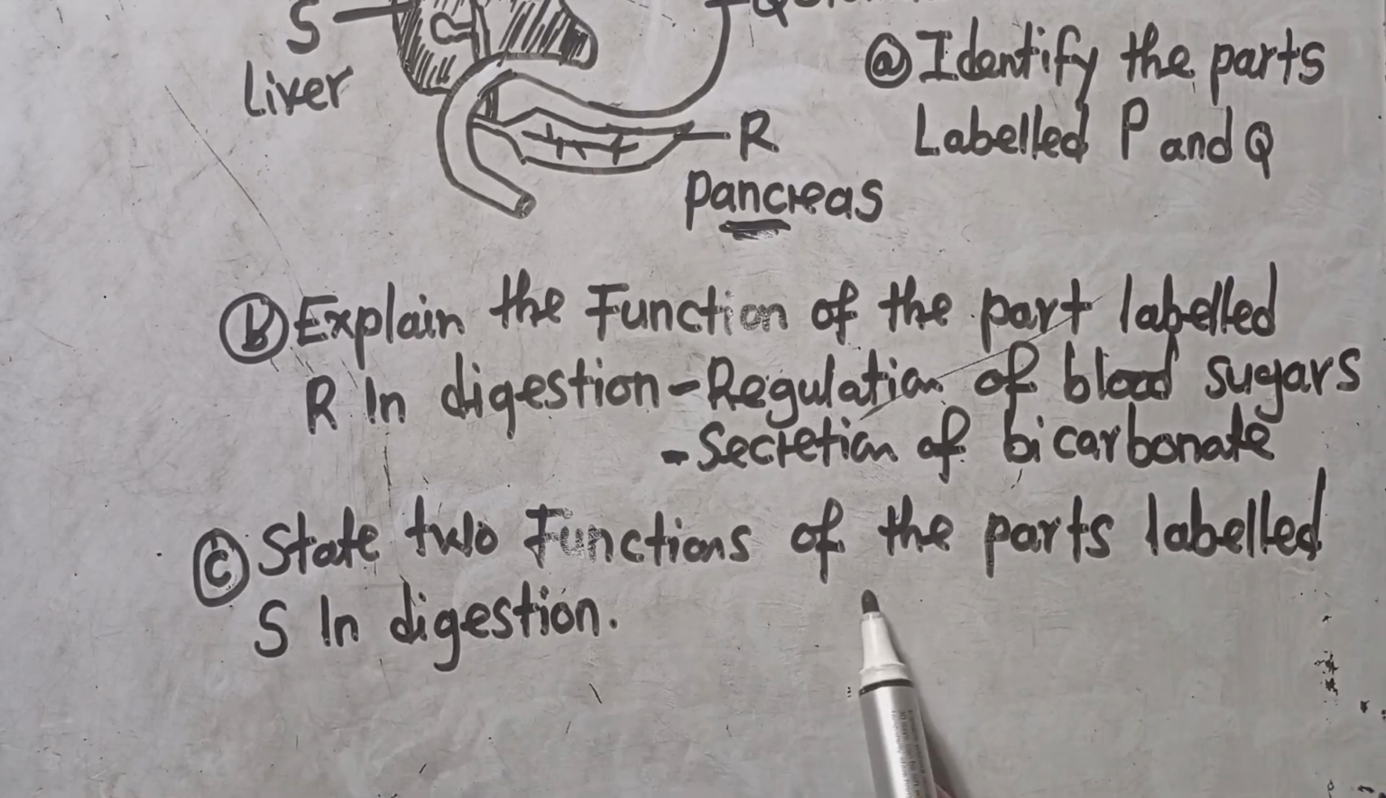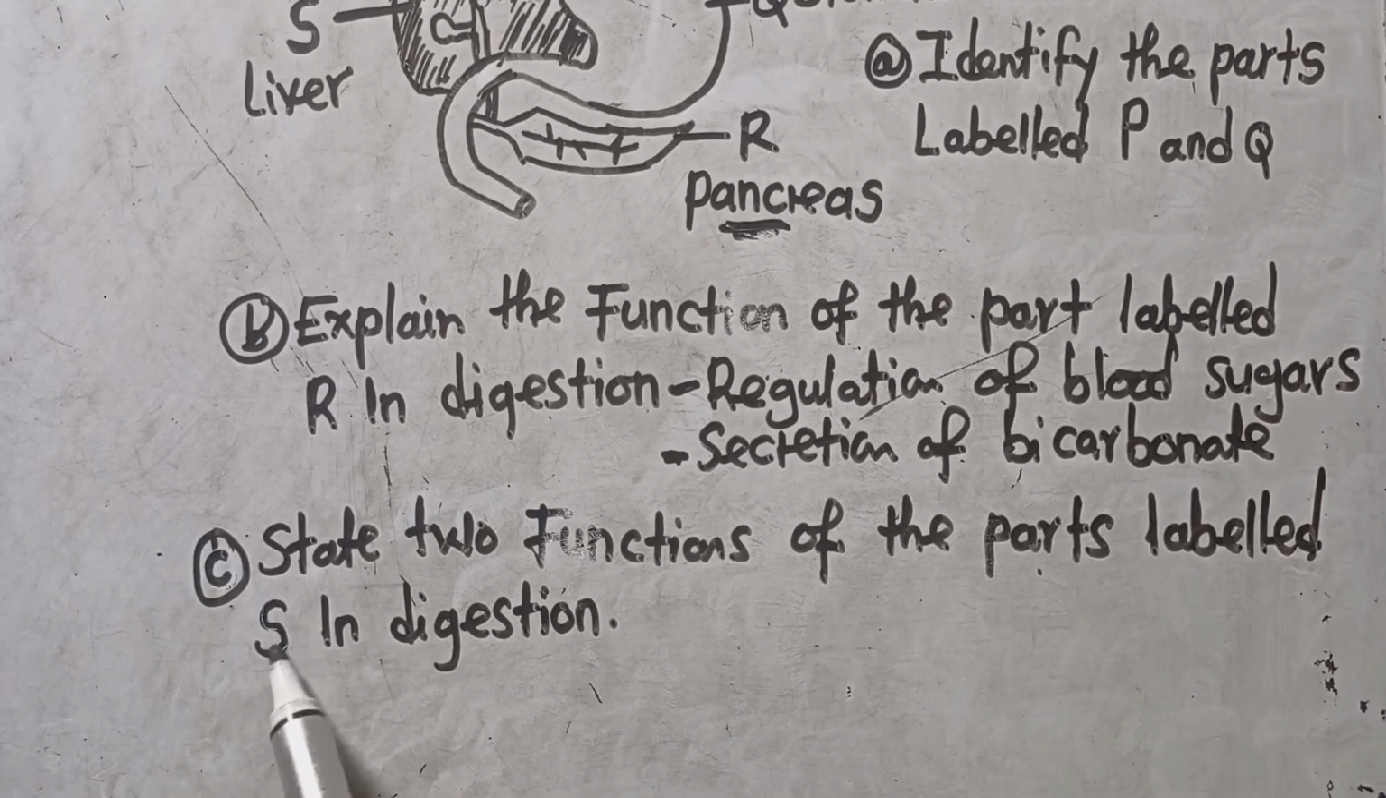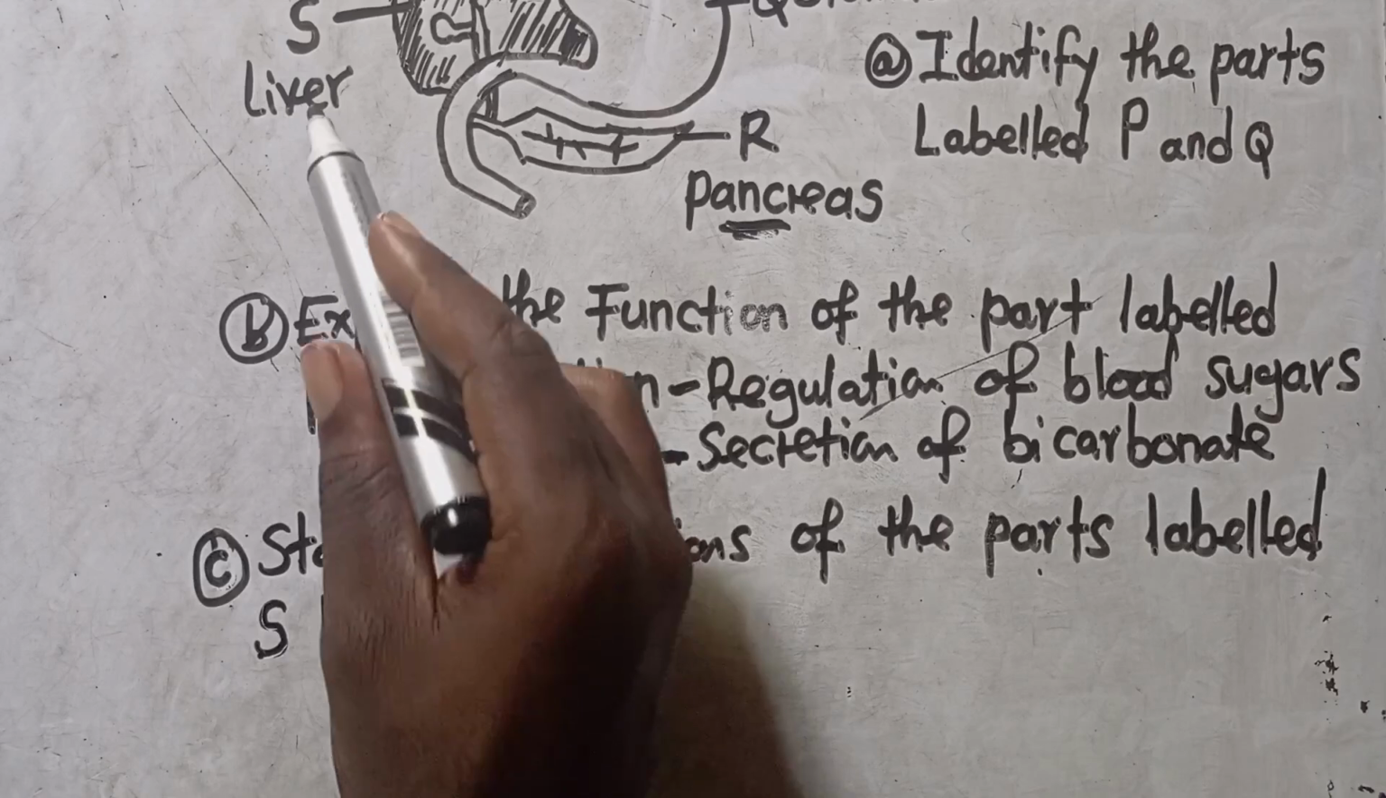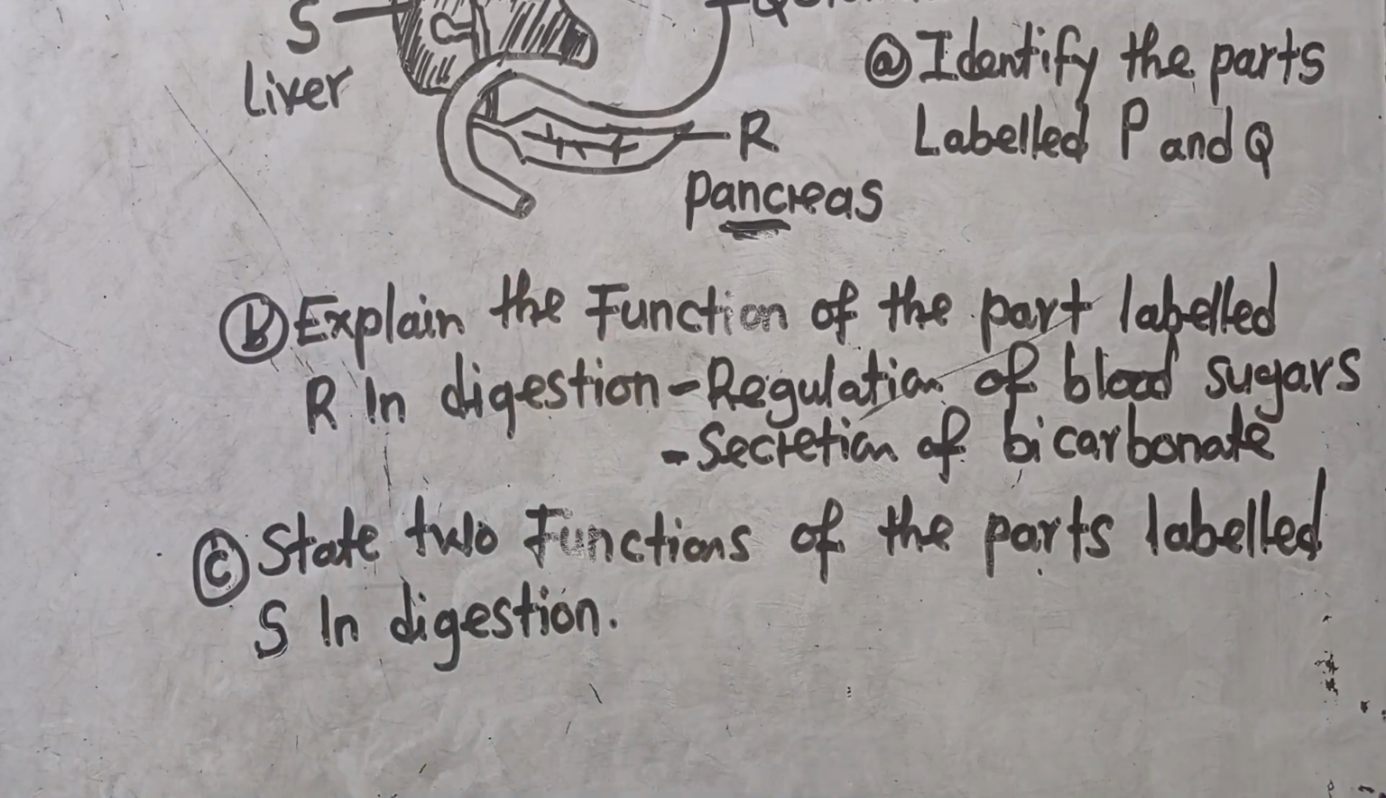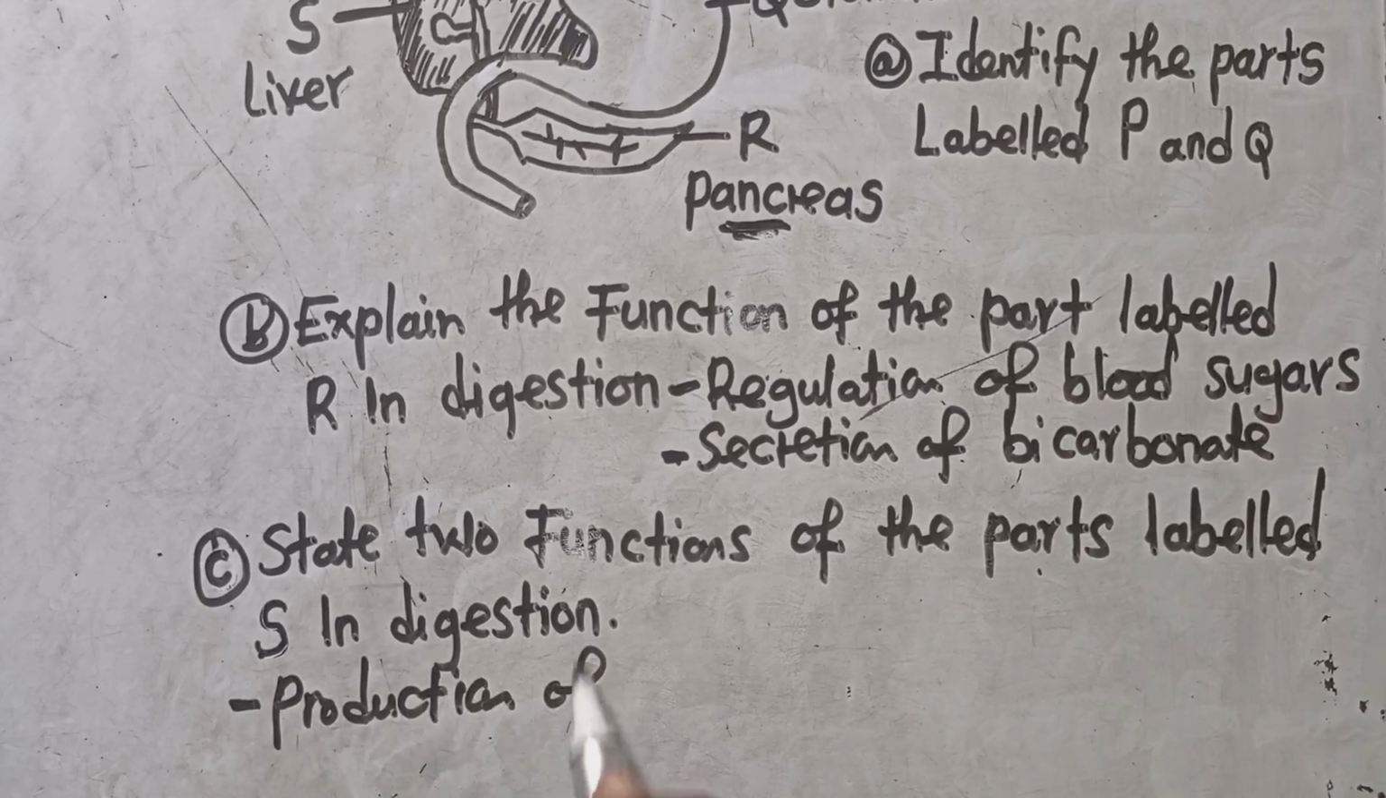We've got this other question that is saying, state two functions of the part labeled S in digestion. The S that is there is a liver. If there is one organ in the body that has a lot of functions, it is the liver. One of them is production of bile.